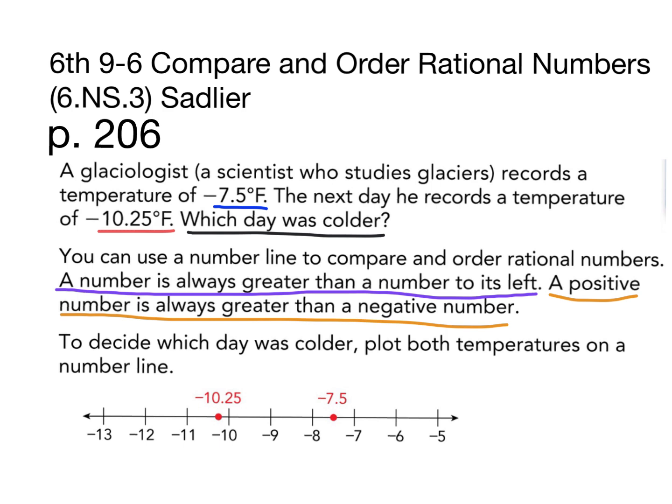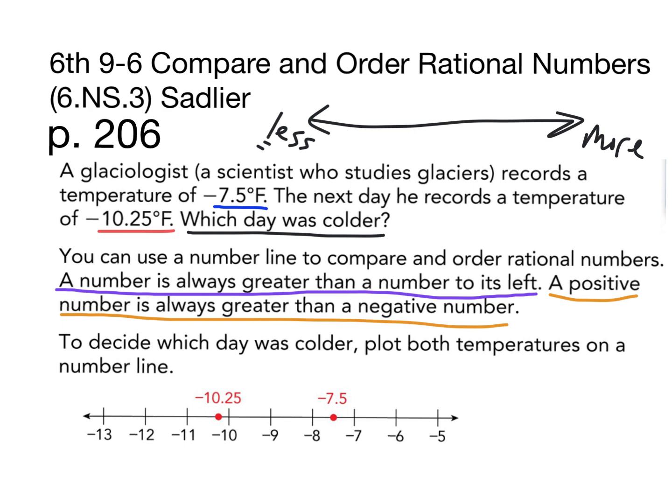Which day was colder? So we can use a number line to figure this out, or you can just kind of think about it possibly. But first of all, a number is always greater than a number to its left. So the further to the left we get, those are the smaller numbers. The further to the right we get, those are the bigger numbers. A way you can help remember that is to the left is less, and to the right is more. So left and less, at least, both start with L's and kind of sound similar.